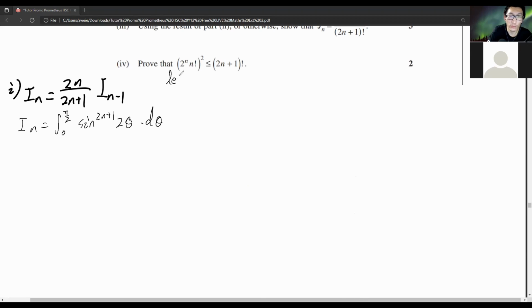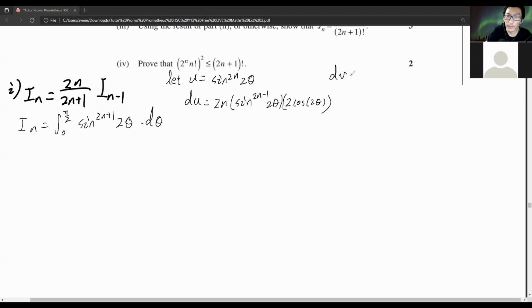So I'm going to let u equal sine to the power 2n of 2 theta, and du equals 2n sine to the power 2n minus 1 of 2 theta. And don't forget your trigs follow your chain rule. So when we differentiate sine, we also get cos 2 theta, it's 2 cos 2 theta.